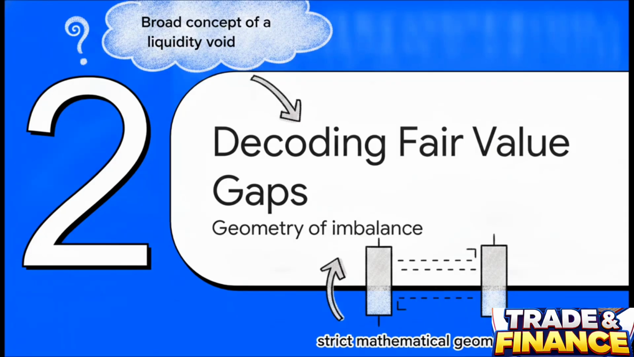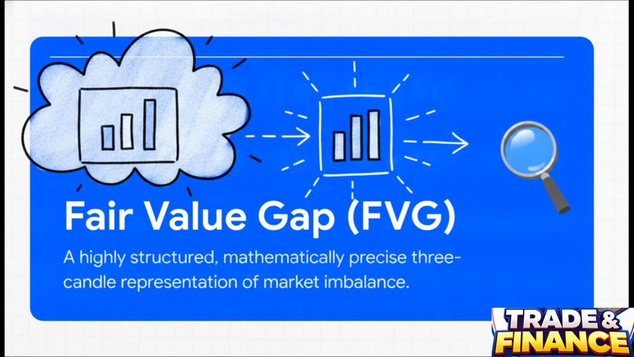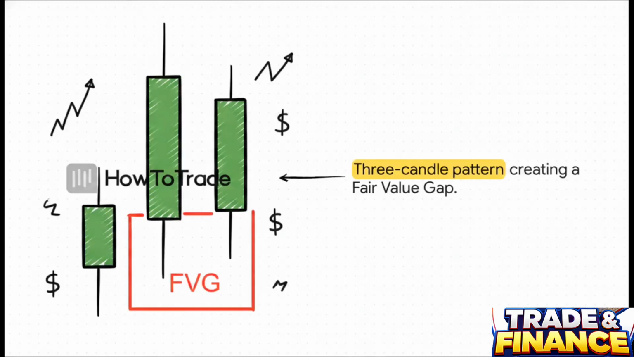Moving into Section 2, decoding fair value gaps. Okay, so let's take this broad concept of a liquidity void and drill down into something we can actually measure. While a liquidity void is this wide area of inefficiency, a fair value gap, or FVG, lives specifically inside that void. It's a highly structured, mathematically precise representation of the imbalance, and it's defined by a very rigid 3-candle sequence. Take a look at this foundational 3-candle formation. The FVG is literally the physical, unfilled price space between the wick of the first candle and the wick of the third candle. And that middle candle, that is your aggressive displacement.